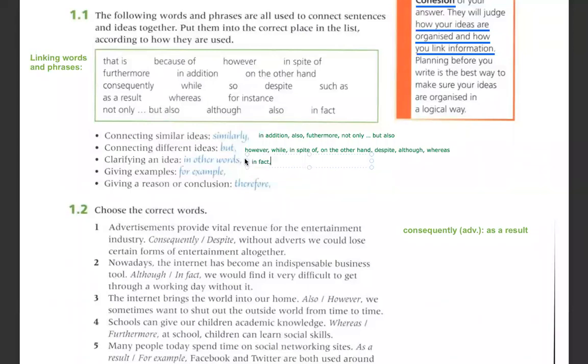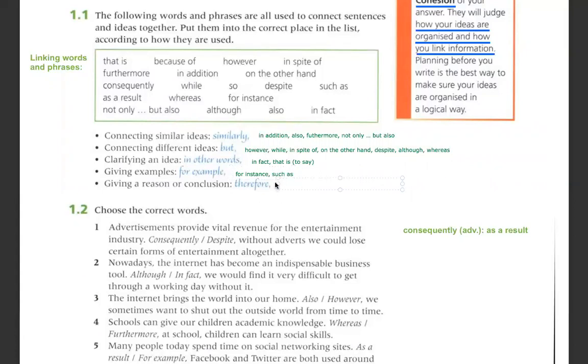Great. In fact is one. And that is, and often we say that is to say. So we can use this phrase as well. That is to say, and then we clarify our point. Okay, the next one, giving examples. For instance, okay, so if you're giving more than one example, try to use different phrases and such as, right?